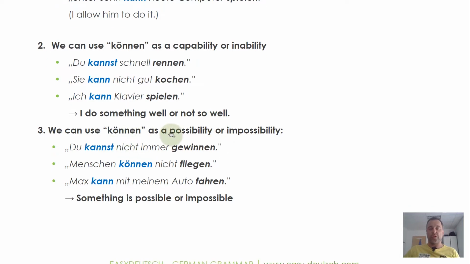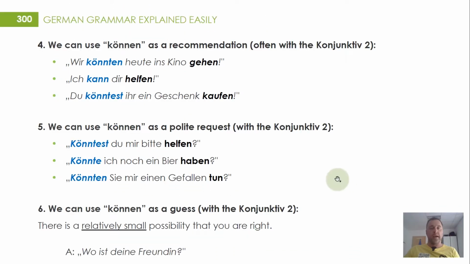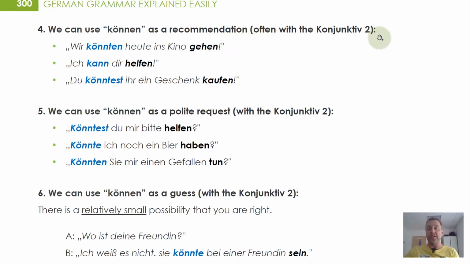We also use können as a possibility or impossibility. Du kannst nicht immer gewinnen. So you cannot win all the time. Menschen können nicht fliegen. Humans cannot fly. Max kann mit meinem Auto fahren. So Max can drive with my car. It's possible or impossible.